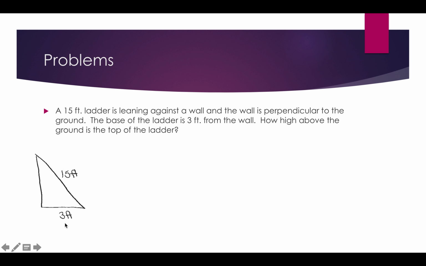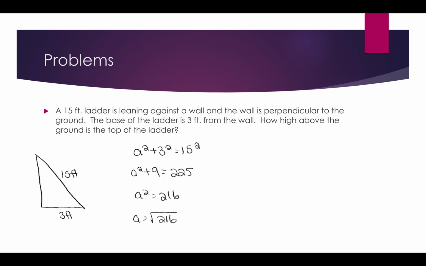If you had put the 3 on the other side, it wouldn't have changed the problem. Basically, the only thing that matters is picking out the correct hypotenuse. The legs are interchangeable. Okay, so I'm looking for this missing piece right here. So I'm going to plug in 15 for my hypotenuse and 3 for my leg. Type these in my calculator. I'm going to subtract 9 from both sides to get 216. Again, I need to take the square root. And then I have to reduce that square root down using my factor tree like I did before.